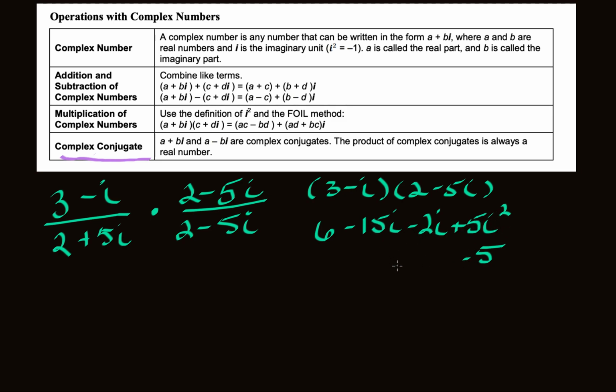Negative 15 and negative 2 are negative 17i. And then there's the 6 up front. So 6 minus 5 is 1. And I'm going to need this down here. I'm going to put it in a new color because it's going to be part of our final answer. 1 and then minus 17i.